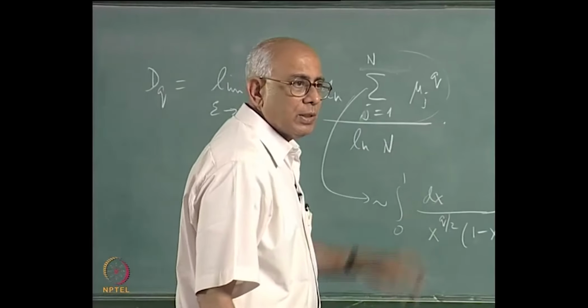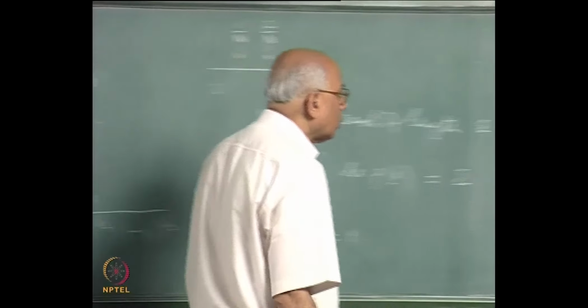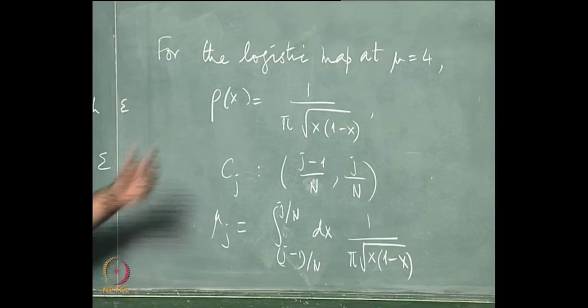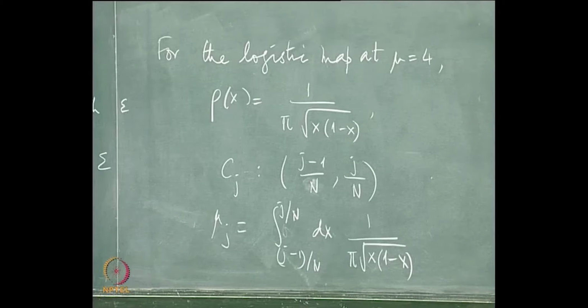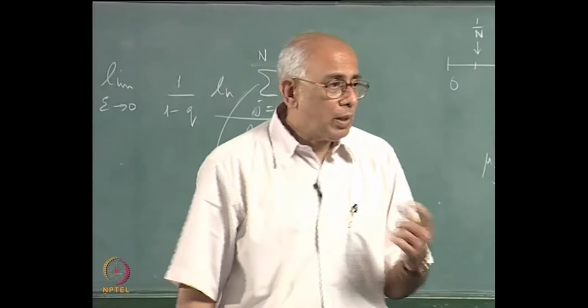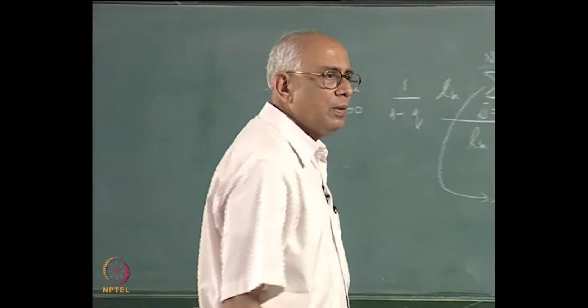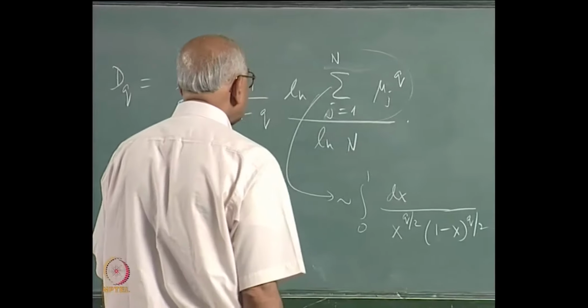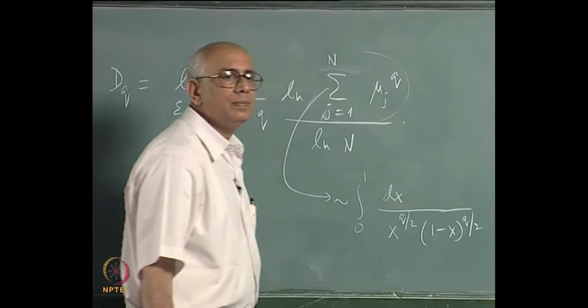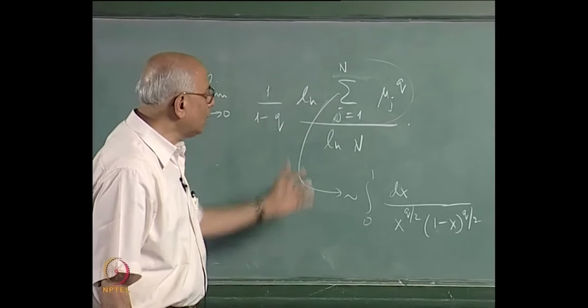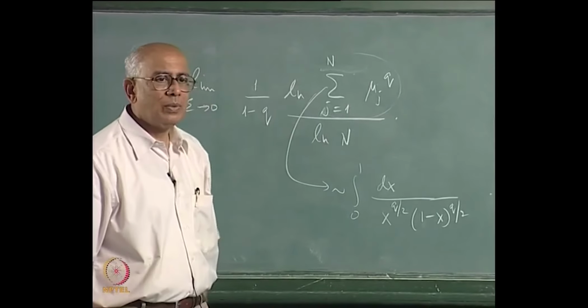I leave you to do this analysis. Next time I will write out the solution for what this is and how to go about this. So you can immediately see from here that dq need not be a constant, it will change. By the way, what do you think d0 is in this problem? What do you think d0 is, even in the logistic map?